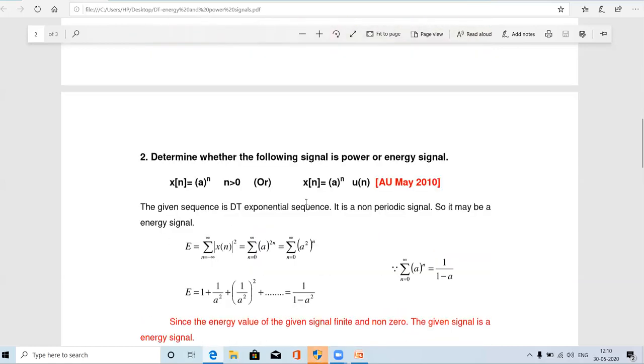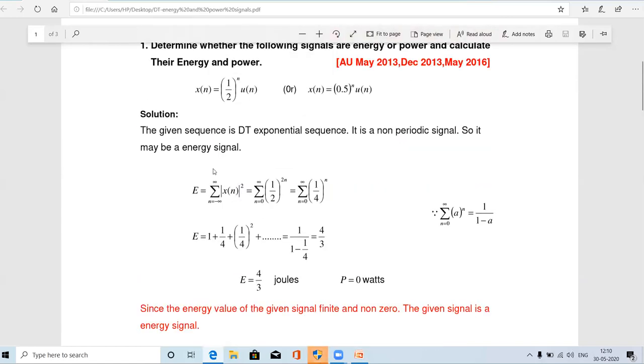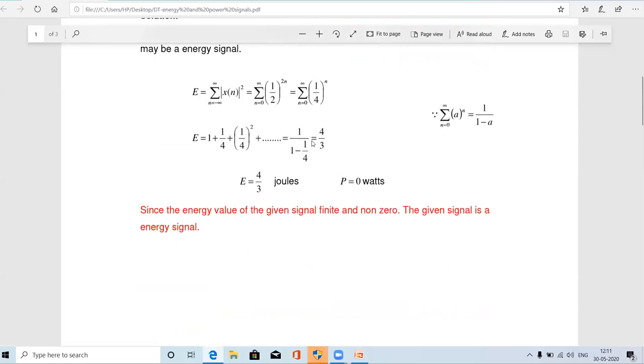Similar to this problem, we are going to see one more general problem. In the problem, instead of 1 by 2, there may be a given 1 by 3, 1 by 4, any value they may give. You have to solve in this manner.